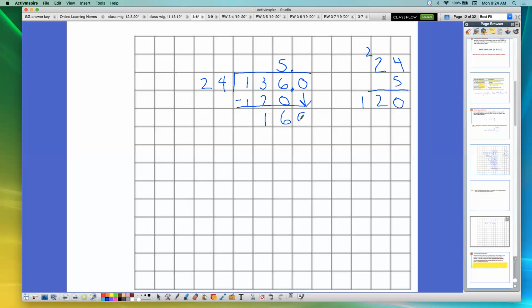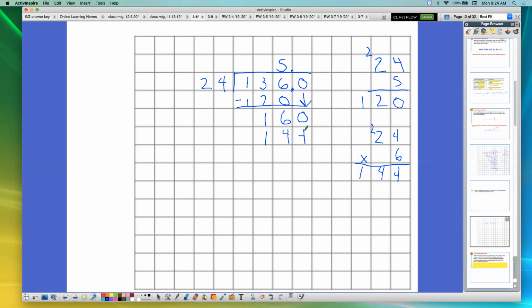We don't do remainders. 24 goes into 160. Well, 24 times 5 was 120. So I'm going to need to do 24 times 6 and see if that gets me close. 6 times 4 is 24. 6 times 2 is 12 plus 2. All right, so now I've got 144.